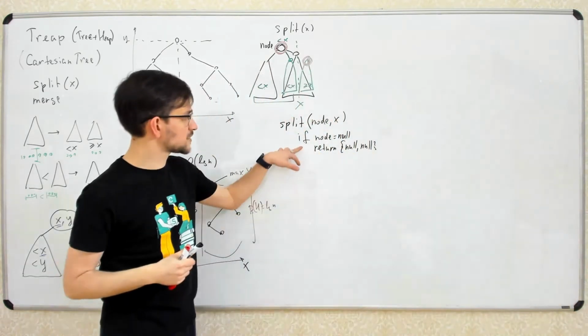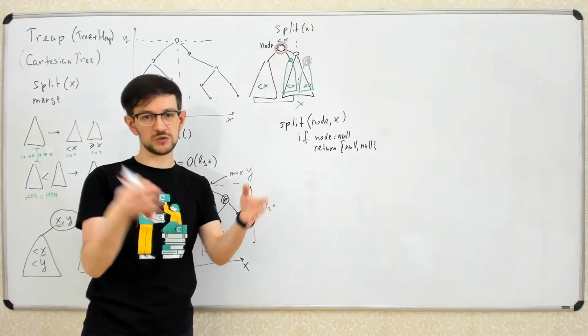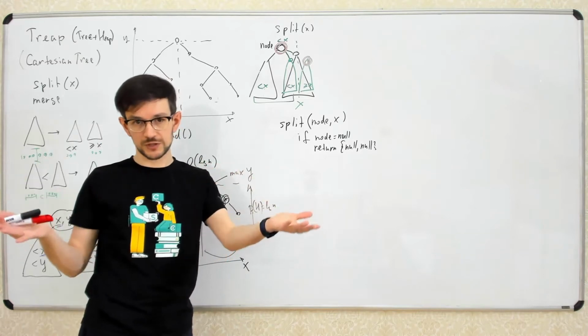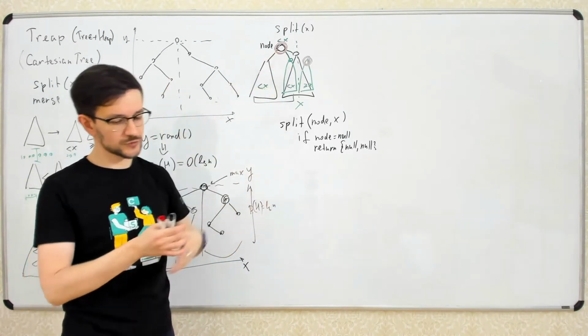So that's the case when the current tree is empty. If you have an empty tree, you need to split the empty tree. You split it into two empty trees. Makes sense. Now, if it's not empty, let's look at the root of it.